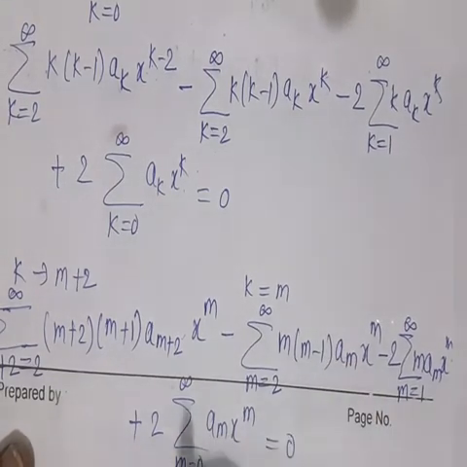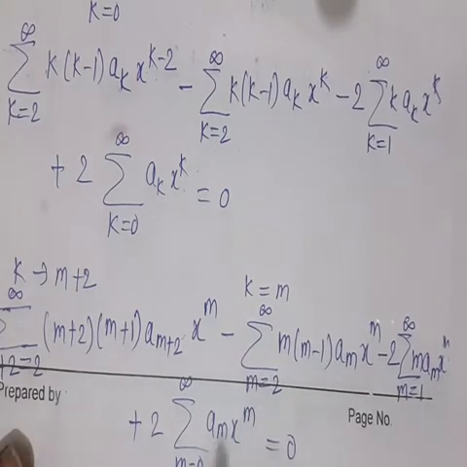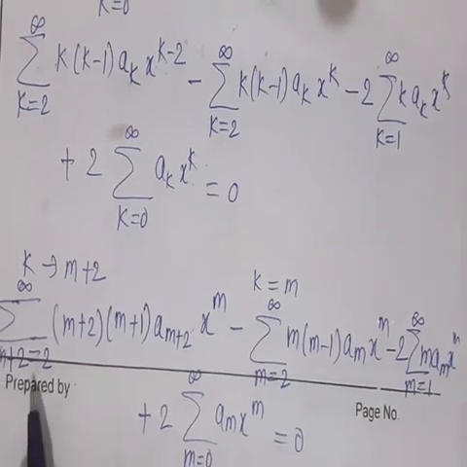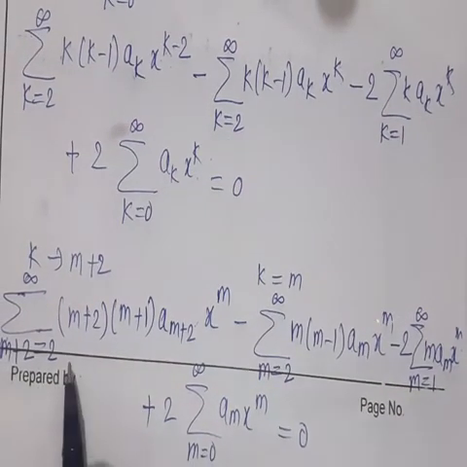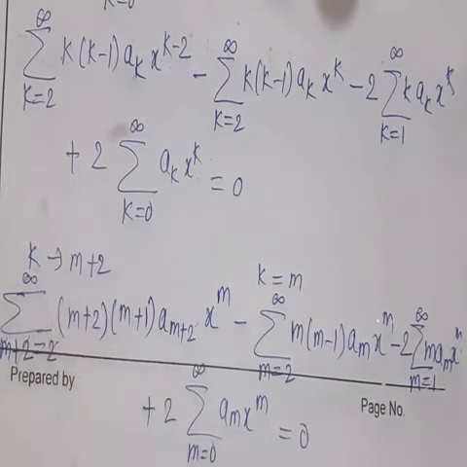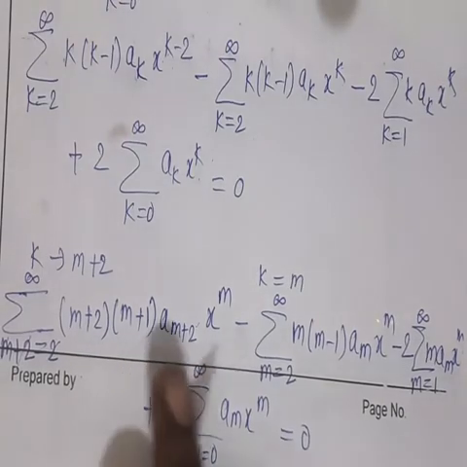Now we have changed all the powers. Here x to the power m, x to the power m, x to the power m, x to the power m. So all terms are in powers of x to the power m. Now we need to change its summation. So here the summation is from m plus 2 is equal to 2 to infinity. This 2 will get cancelled. It starts from 0 to infinity.